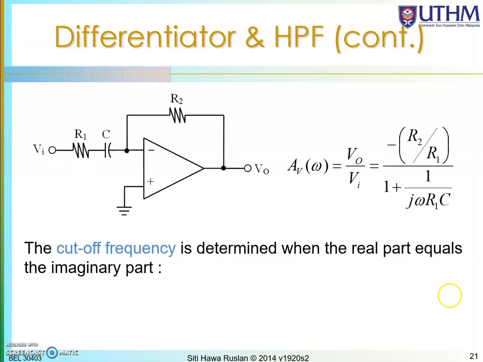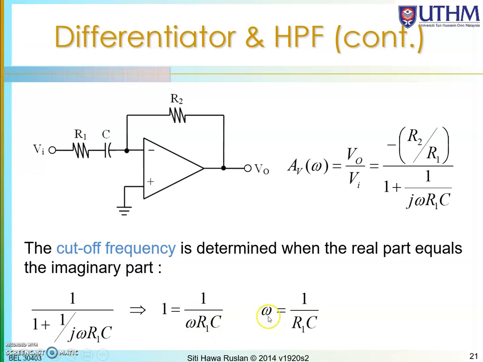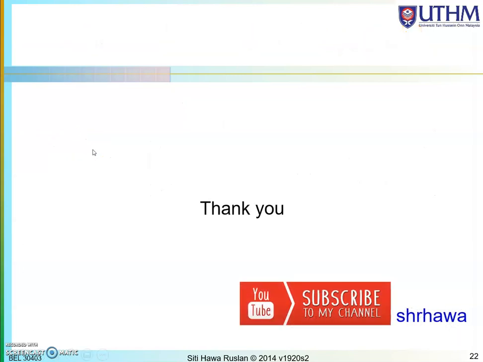Okay, so from the transfer function, we can determine the cutoff frequency using the denominator over here, equating the real part with the imaginary. So 1 equals 1 over omega R1C, and from there you get the cutoff frequency in radian per second to be 1 over R1C, or in Hertz, 1 over 2 pi R1C. The easier way to remember is that the cutoff is determined with the resistor and capacitor in series. Okay, thank you.